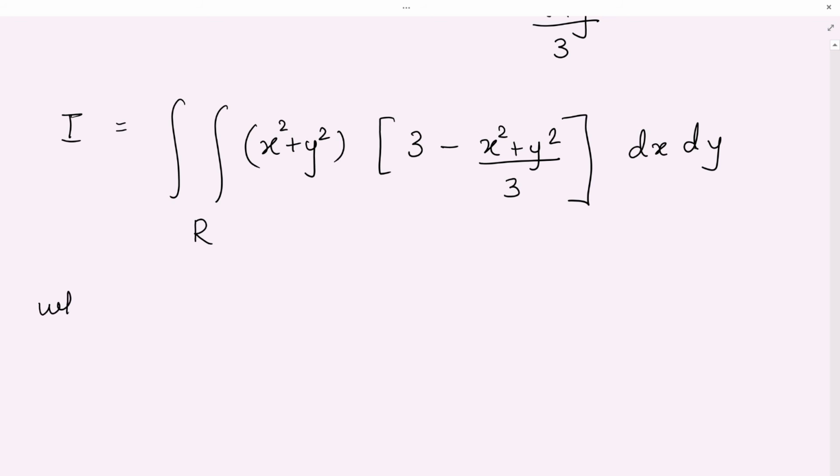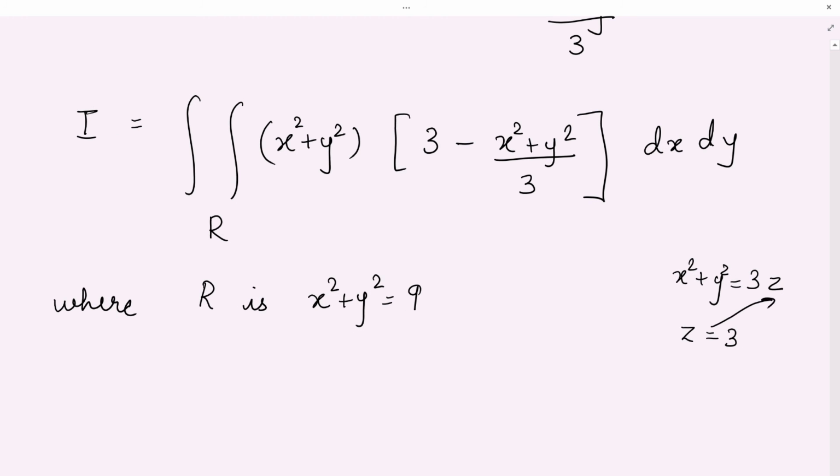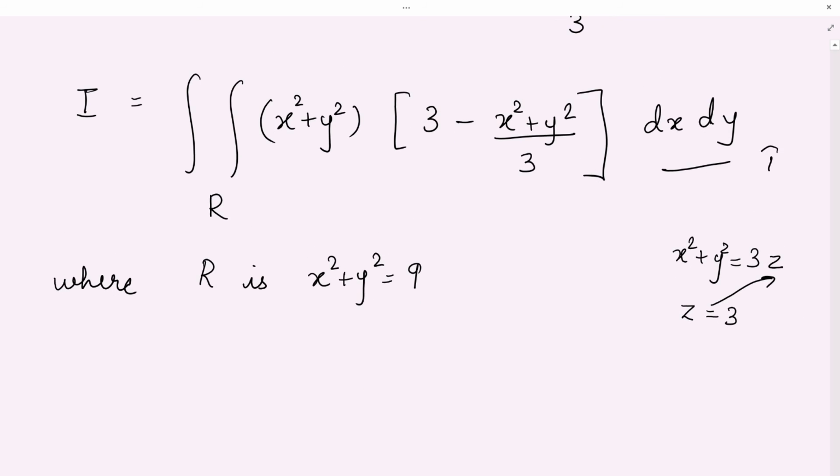Okay, so now my triple integration has been converted into double integration like this, where R is, what is the region R? What is the curve that you're getting? One is paraboloid, x square plus y square is equal to 3z, and other is z is equal to 3. So if I substitute, where R is x square plus y square is equal to 9. So x square plus y square is equal to 9. Now if I convert it into polar coordinates, that will be a circle with radius 3 clearly. Fine. So if I substitute this in this, I'll get x square plus y square is equal to 9. So this is your equation 1.